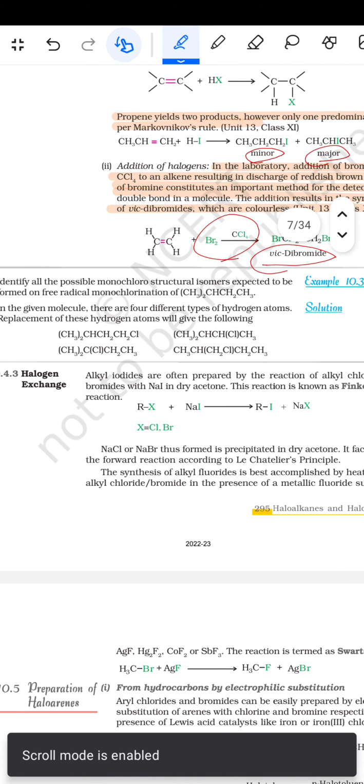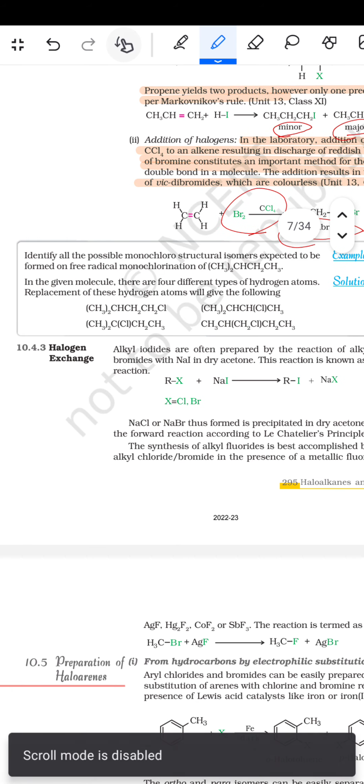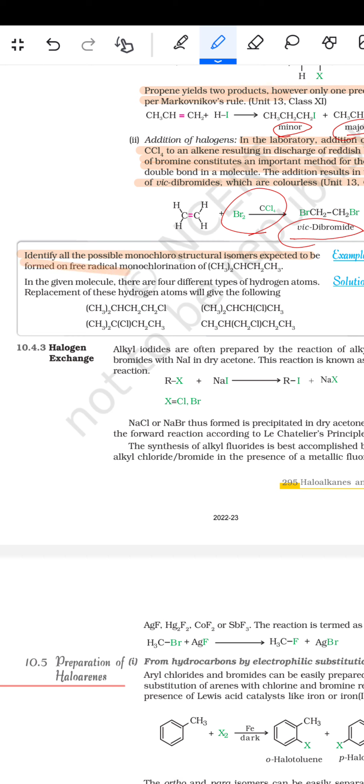Next comes Example 10.3: identify all the possible monochloro structural isomers expected to be formed on the free radical monochlorination of CH3CHCH2CH3. So in the given molecule there are 4 different types of hydrogen atoms. Replacement of these hydrogen atoms will give the following.